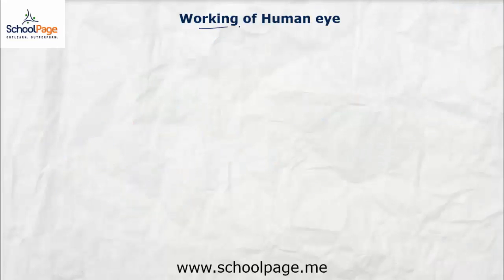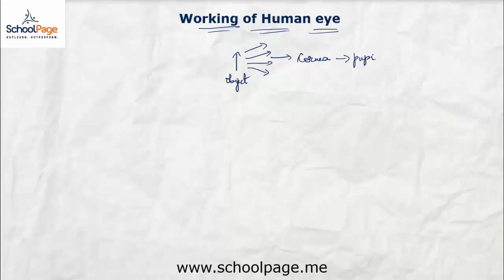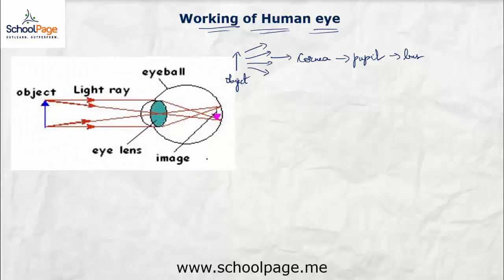Now let us understand the working of the human eye. If suppose this is an object, we know that many rays are emitted from this object. These rays pass through the cornea, then pass through the pupil, and then to the lens. So in this image, you may see that the image of the object is formed on the retina. Since this lens is a convex lens, it converges the light rays on the retina.